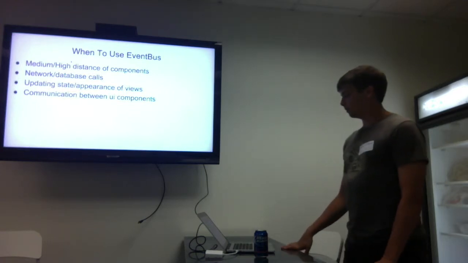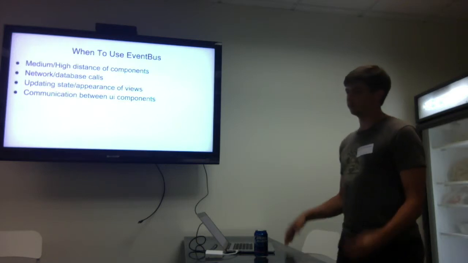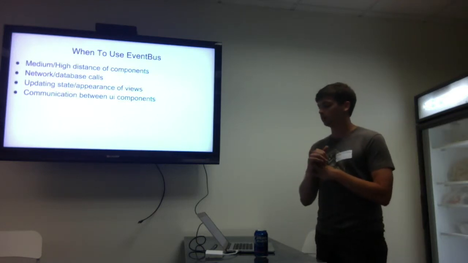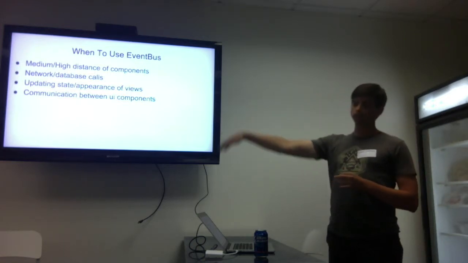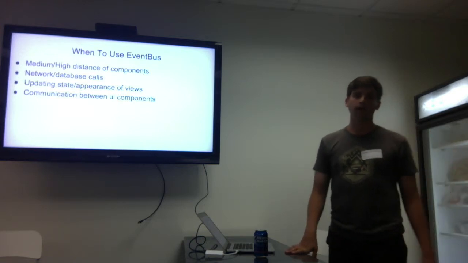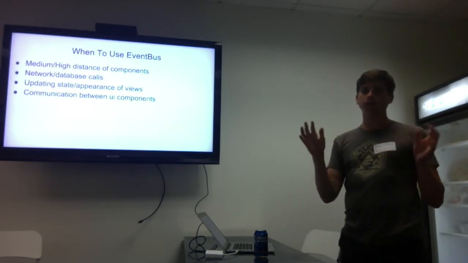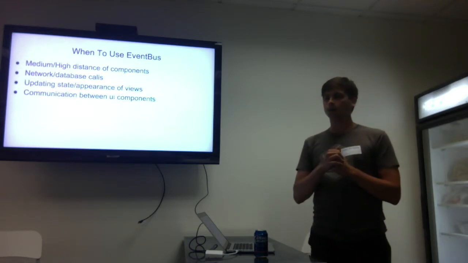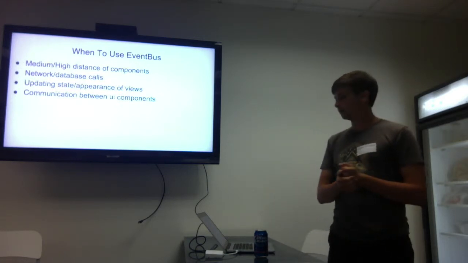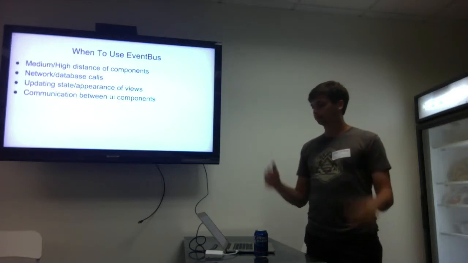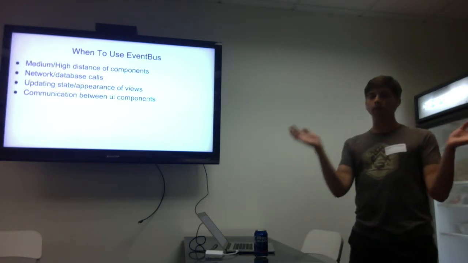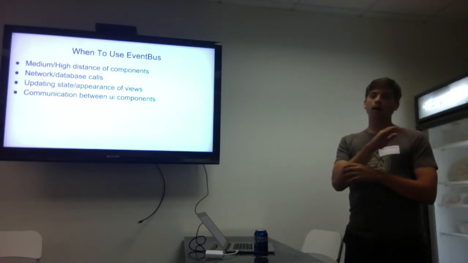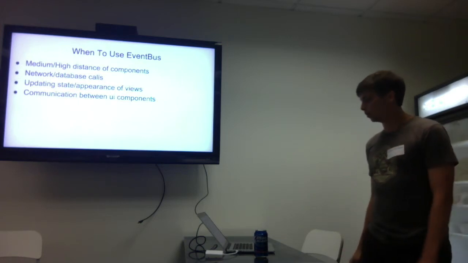When to use event buses. This is kind of a hard thing to really visualize, but it's useful when there's a medium to high distance between components in your app. Say you kick off a service somewhere else that's going to look for a bunch of data in your database, and other things are happening, so there's a separation between the data you're grabbing and where you want to display it. That way, once the data is loaded, your app can be doing other stuff, and the object will still be listening for it and updating accordingly.